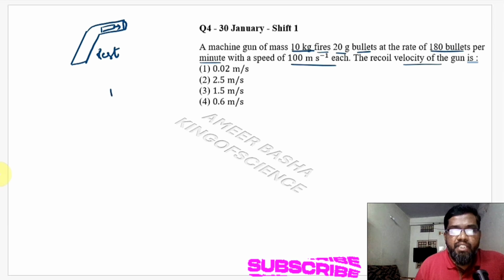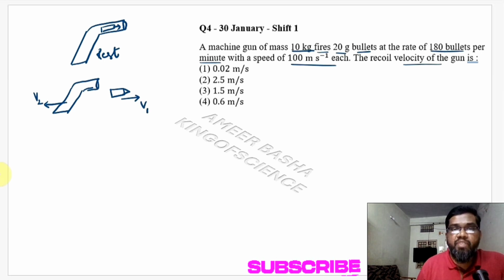So when the bullets are coming out, each of a given mass, the gun will recoil in the backside direction. So the gun will be moving in the backside direction with a velocity v2. Let's say the bullet velocity will be v1. Very simple here. I can consider the bullet mass as m1 and the gun mass as m2.